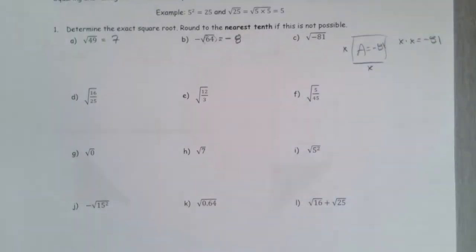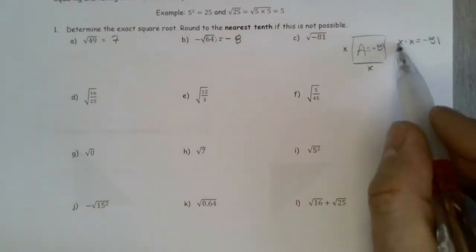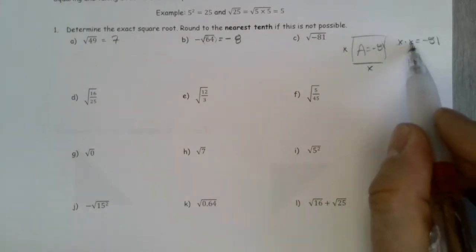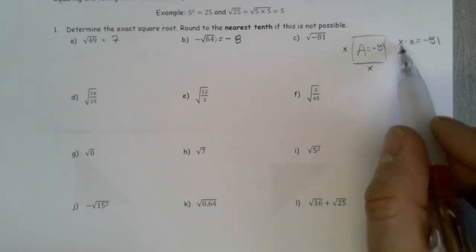But that should cause us to stop immediately, because let's just say that they're both positive. Well, a positive number times a positive number is going to be a positive number. Okay, well, clearly these aren't positive.